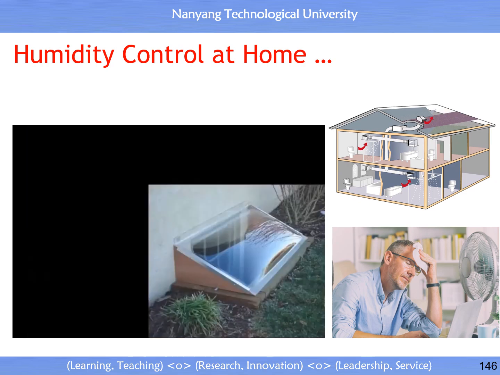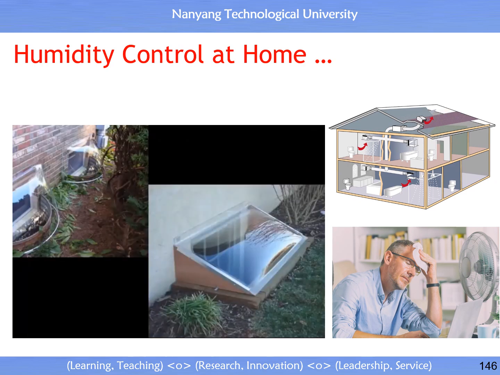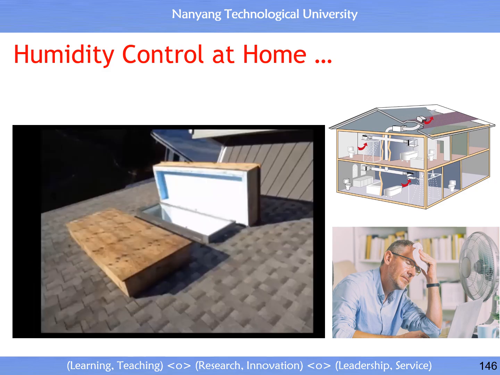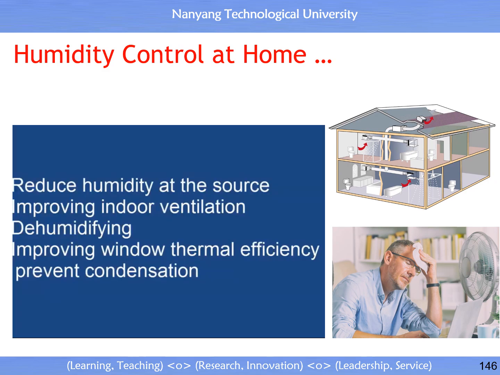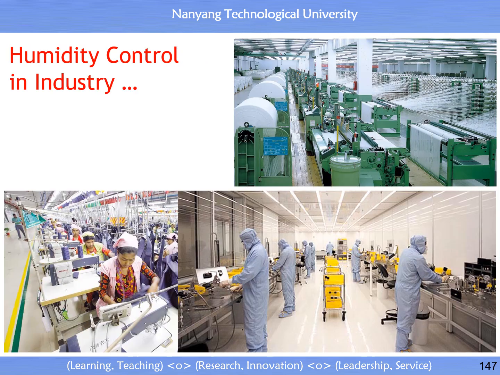Protecting basement windows and skylights from the elements reduces condensation and ice from forming inside the building. These are my insulated skylight covers that I constructed and I put in place each fall, which are highly effective in saving energy, reducing moisture, and preventing roof ice. So there you have it. We've touched on reducing indoor humidity at the source, improving indoor ventilation, dehumidifying, and improving window thermal efficiency to prevent condensation.